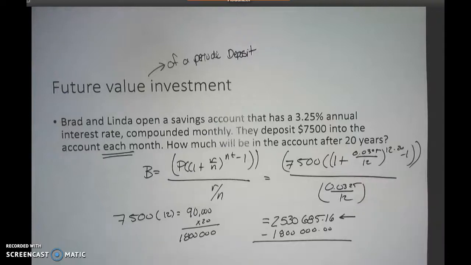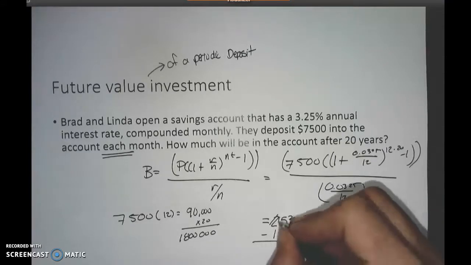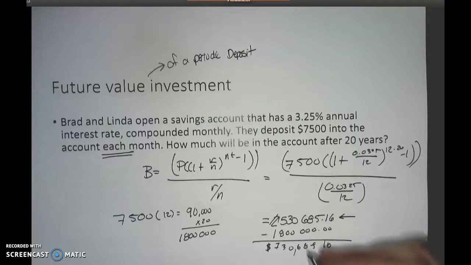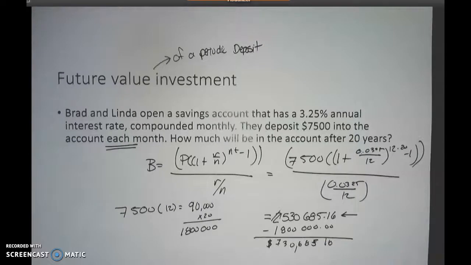So again, if I'm looking just for how much interest did they earn, well, I need to take out their principal. So they deposited $7,500 12 times. In 1 year, that's $90,000. They did that for 20 years, so that's $1.8 million. So when I subtract that, you can see that the account actually only paid them $730,000 in interest. So it's a little bit low.